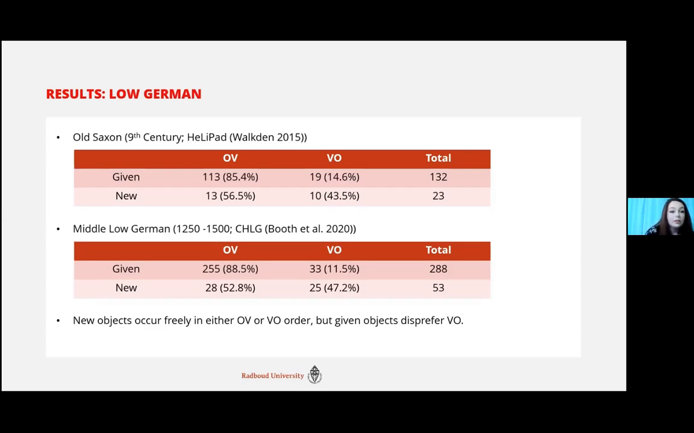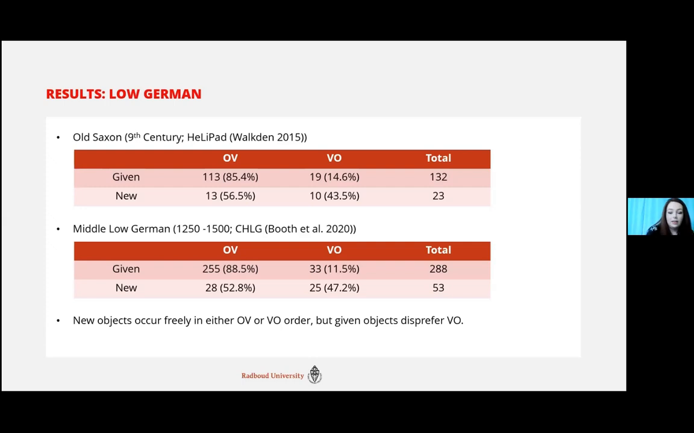Now, when we look at Old Saxon and Middle Low German, we find a picture that is different. So what we find here is that it is the new objects that can be placed rather freely in either OV or VO word order. So we see a strong preference for given objects to be OV, whereas new objects can readily appear in VO word order.